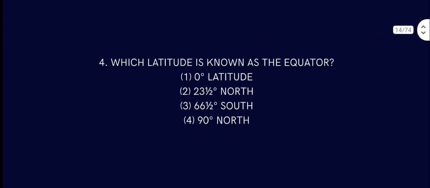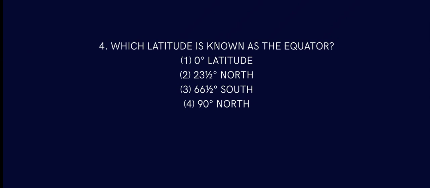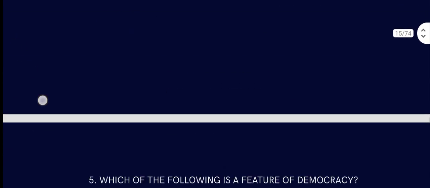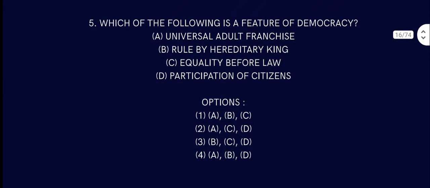Let's move on to question number 4. Which latitude is known as the equator? 0 degree latitude, 23.5 degree north, 66.5 degree south, or 90 degree north? So 0 degree latitude is the equator. Here's the answer. The equator is 0 degree latitude. As you can see, it cuts the earth in half, so that's 0 degree.